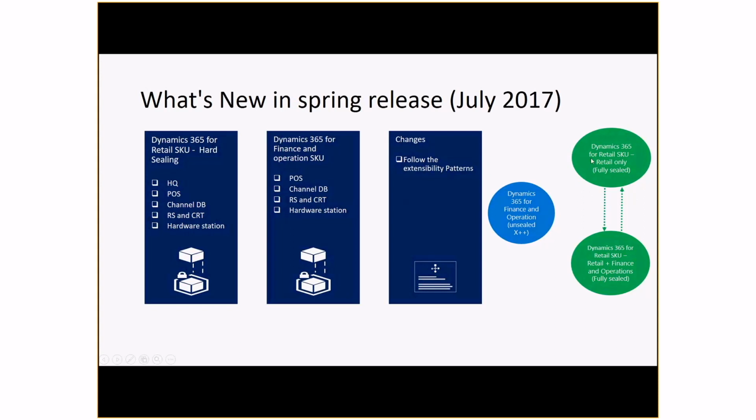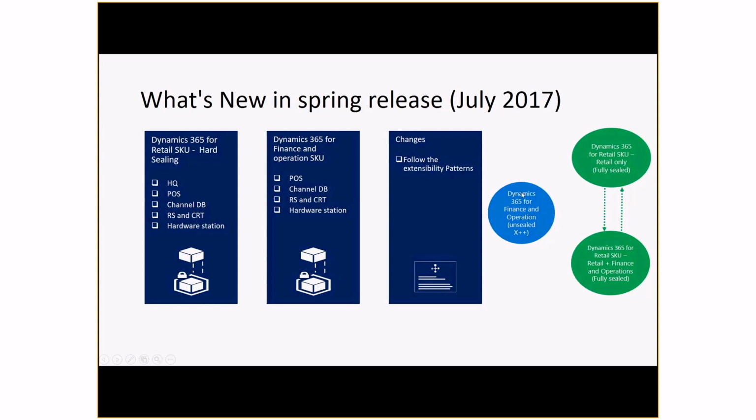So this is a quick diagrammatic representation of this. There are two SKUs available for retail. Dynamics 365 for Retail SKU: you can choose retail only, which is always fully sealed, or you can choose retail plus finance and operations, which also includes fully sealed. Or, just to summarize, you can go with Dynamics 365 for Finance and Operations. This also includes retail, but it's an unsealed one.